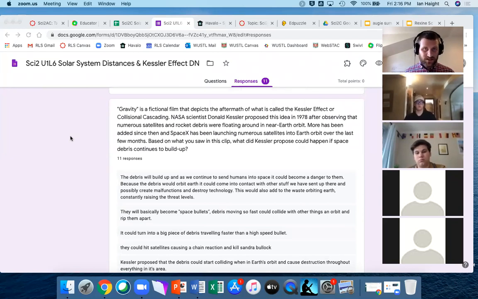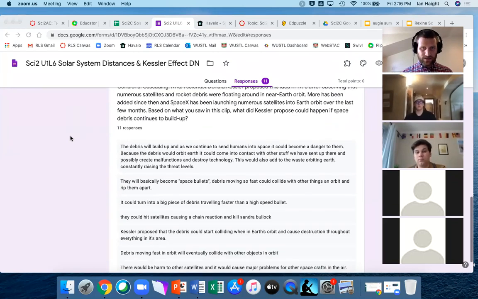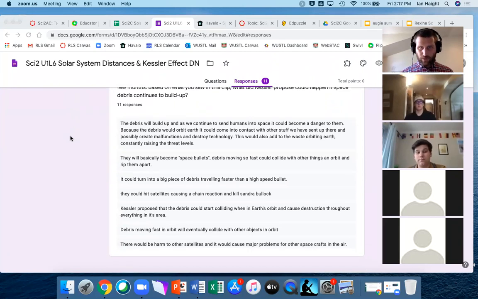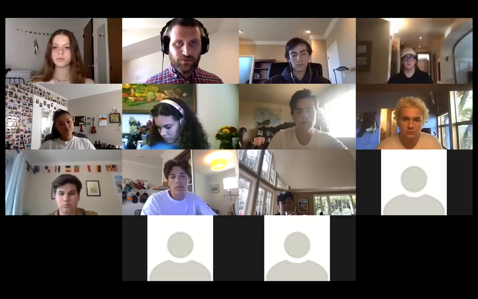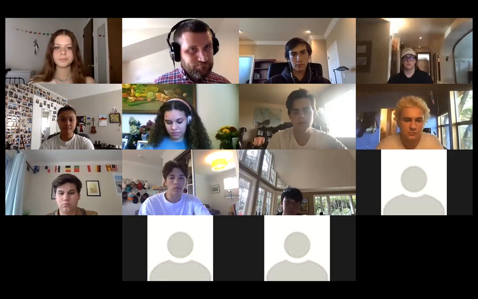And that Gravity scene, the whole basis of the movie is very good. Debris will build up, continue, and then you end up on this sort of collision course that'll destroy all the technology. Space bullets, I like that. Hitting satellites, causing a chain reaction, fast orbit, harm satellites, yep. So telecommunications would probably go down, a lot of Wi-Fi would suddenly be limited. Kind of a crazy scenario, but do you think that that's plausible? Do you think something like that could eventually happen?